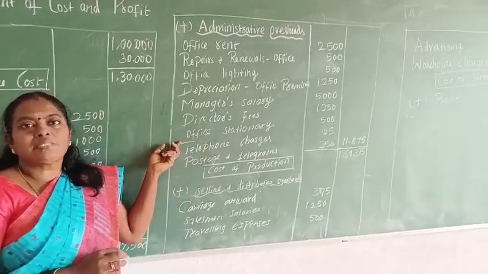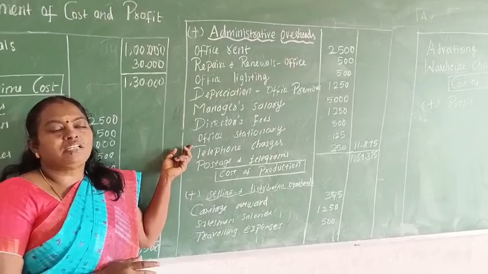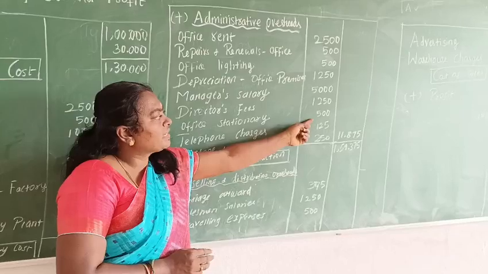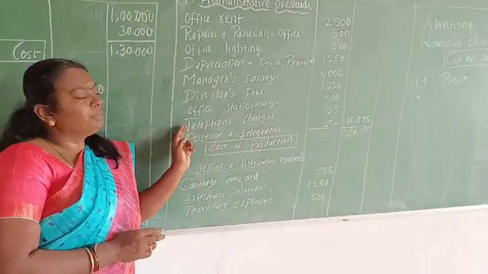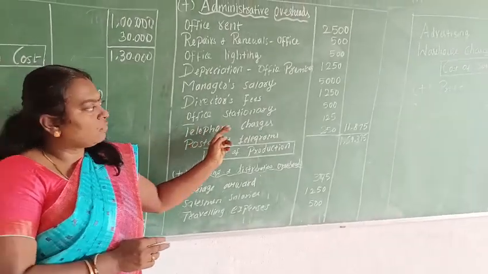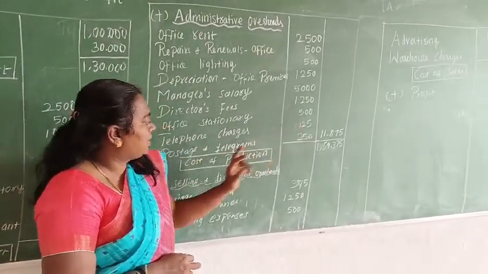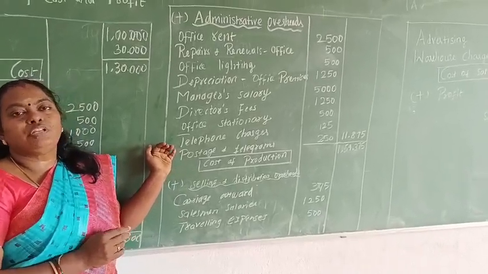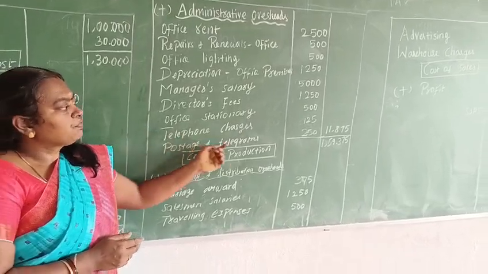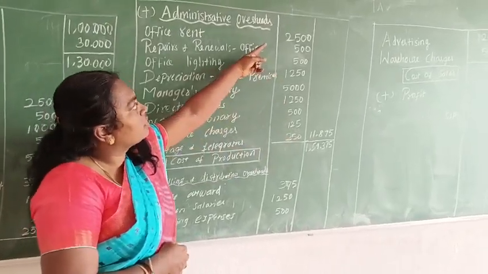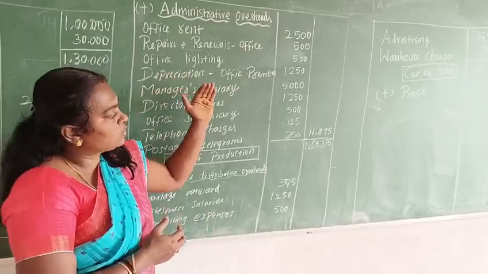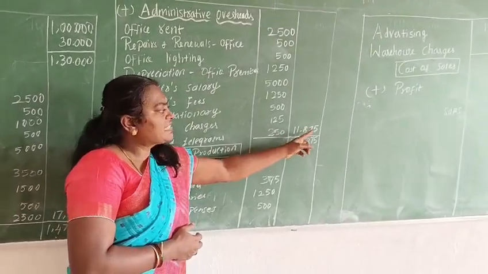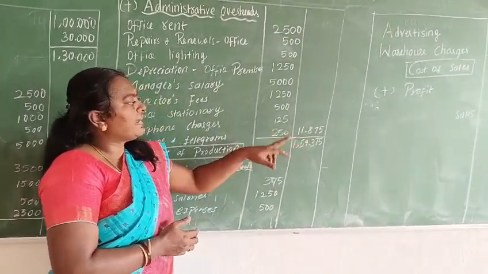In the office we will purchase many stationeries such as pen, pencil, eraser, stapler, etc. So for the office stationery we are doing the expenses rupees 500. Then telephone bill, which is used by the office, is rupees 125. Then postage and telegrams. For office communication we will use postage expenses. That expense is 250. So we have to calculate this administrative overhead from 2,500 to 250. The total amount will be 11,875.